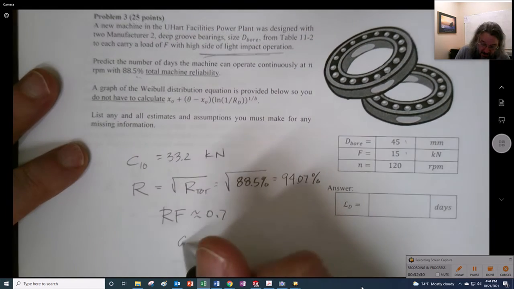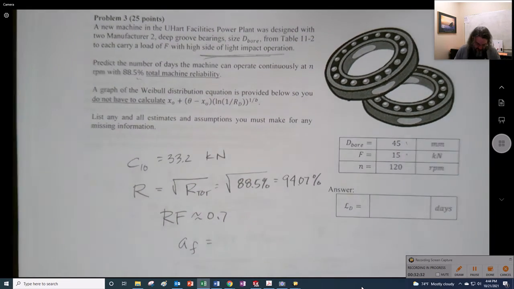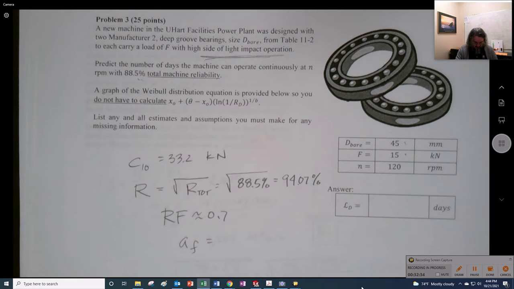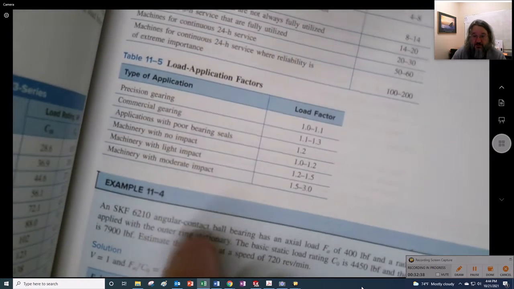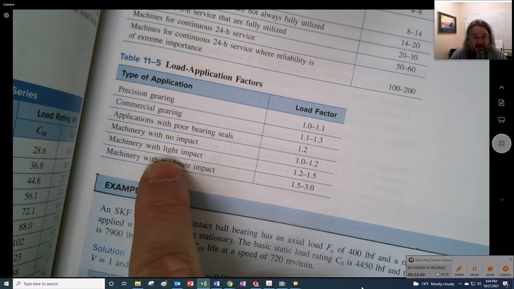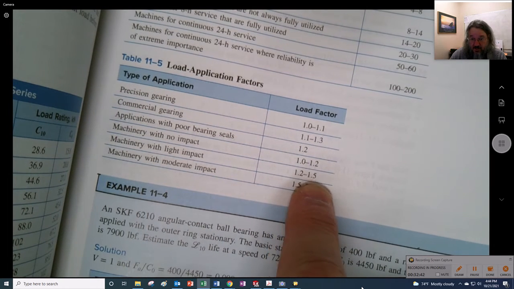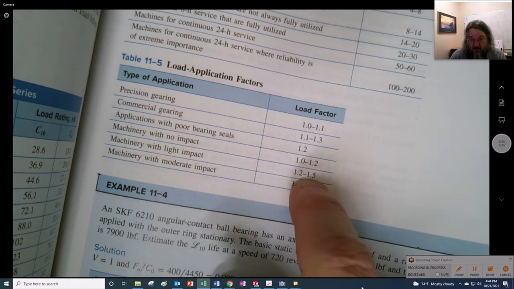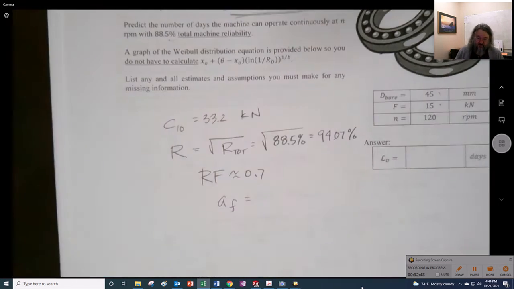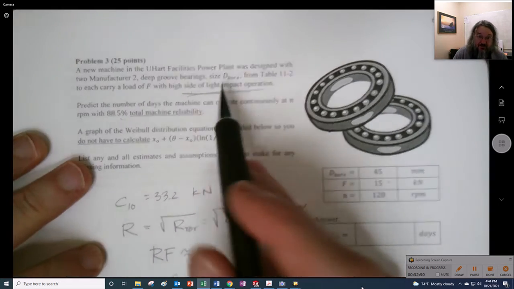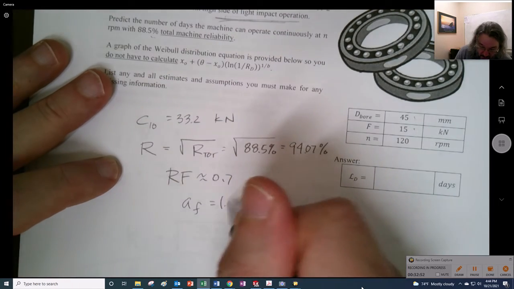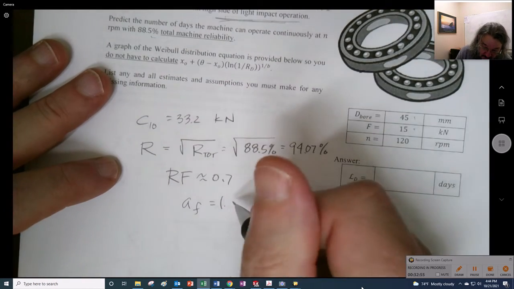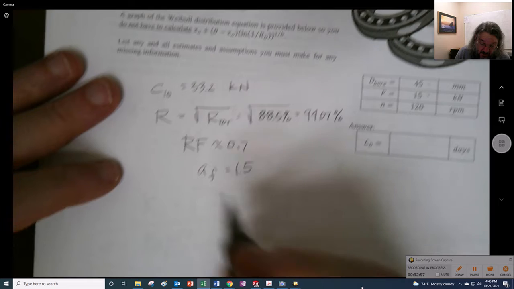Anything else? Oh, we need the application factor. So it says we have that somewhere. Here's a load application factor, and they said it was on the high side of light impact. That would be 1.5, right? So we're going to take an AF of 1.5. High side of light impact, 1.5. And I think that's everything I need.